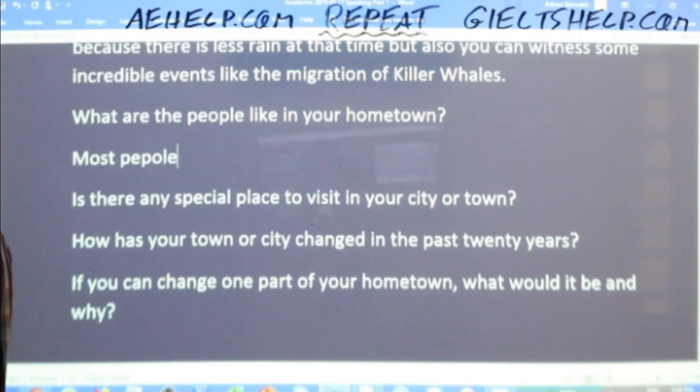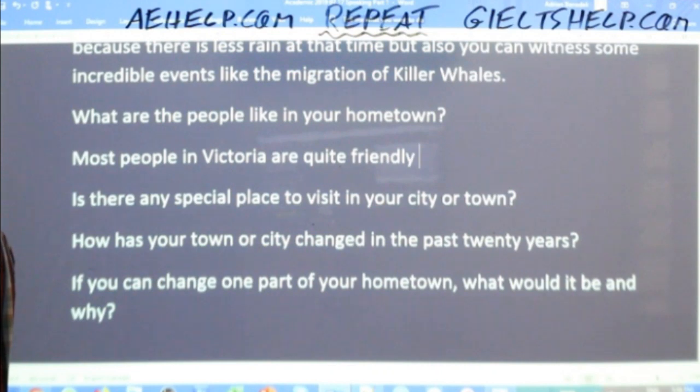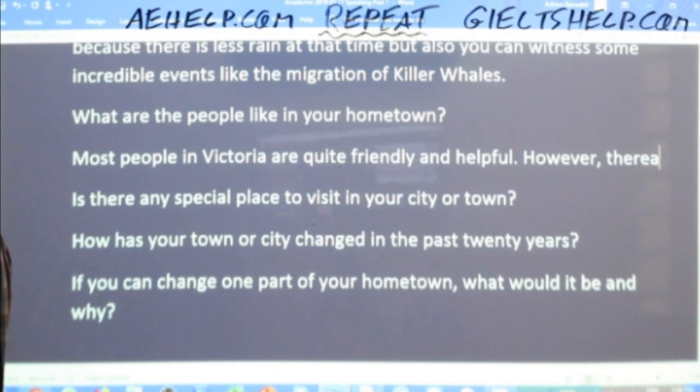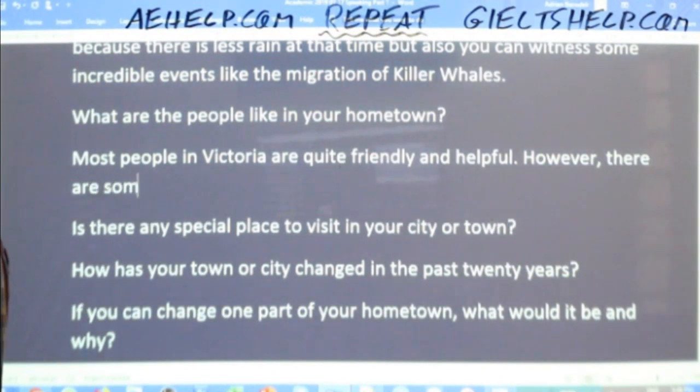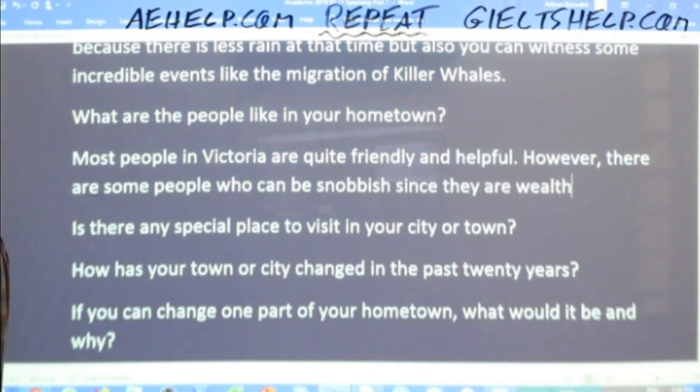Most people in Victoria are quite friendly and helpful. However, there are some people who can be snobbish since they are wealthy and preoccupied.